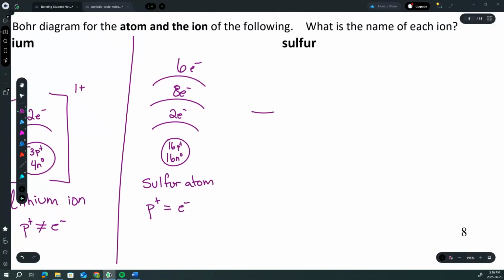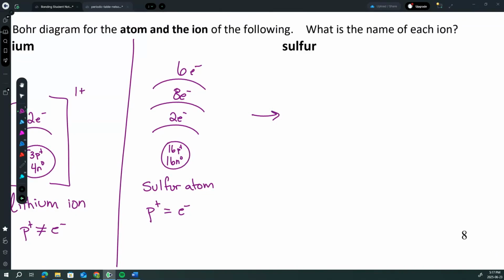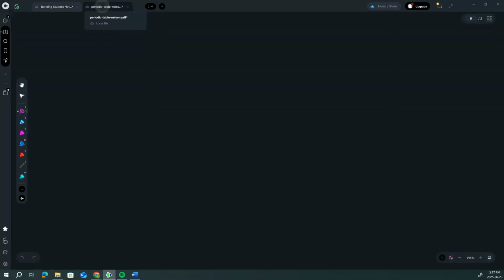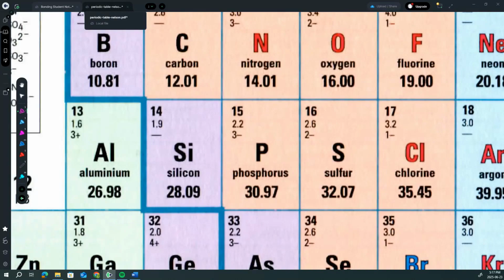Okay. Now, to name a nonmetal ion, you're going to look at the element name, and you're going to change the ending of the element name to IDE and then add ion. So in this case, it's going to be sulfide ion.